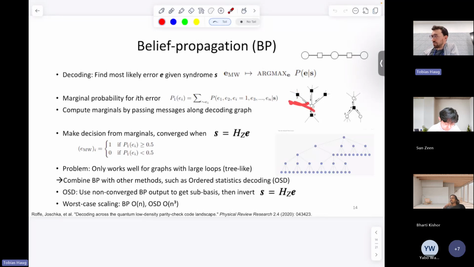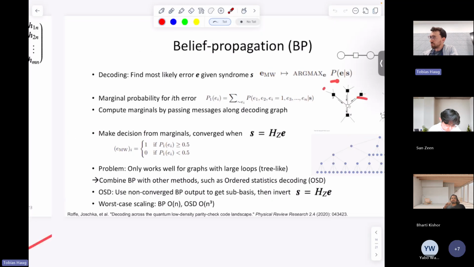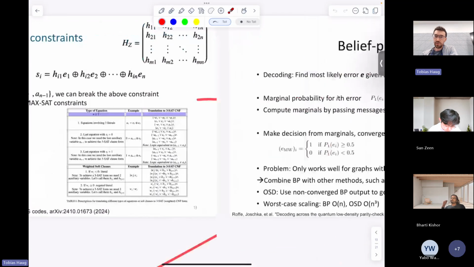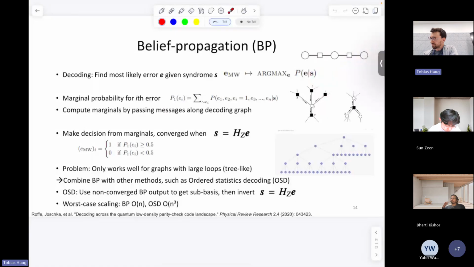You start passing messages around. There's a certain formula that you can derive. And just by the simple update rule, you can show that by running this update rule, you will find the corresponding marginal probabilities. And you can now run this, find all the marginals. And then once you find the marginals, you can do a simple mapping from marginals to what error has occurred. In particular, if the probability of the particular marginal is greater than half, you say an error has occurred, otherwise you say no error has occurred.